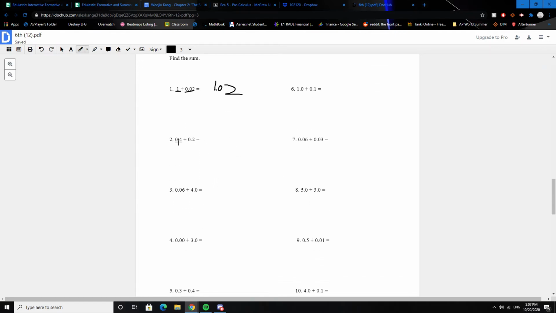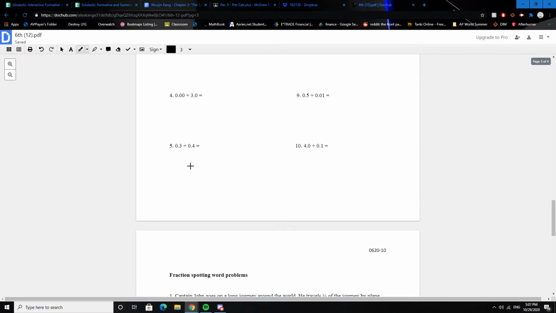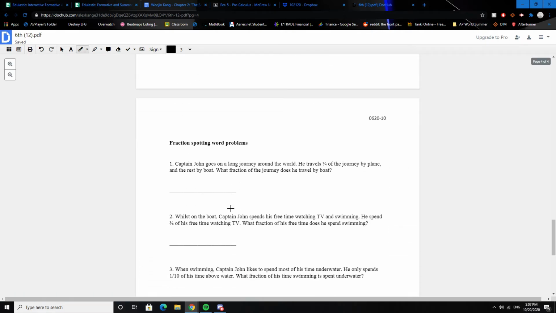Again here, 0.4 plus 0.2, they're both in the same place, so you actually have to do some addition here. So it would be 0.6. You want to just match what places they are and just add it accordingly. Very simple. You don't have to overthink it. It's honestly not that bad.